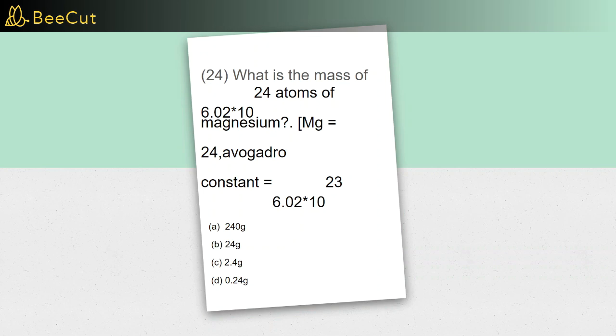Now, what do we do? You cross multiply to look for x. X will now be 24 multiplied by 6.02 times 10 raised to power 24 divided by 6.02 times 10 raised to power 23 grams. The answer will give us 240 grams. That shows the mass of magnesium will be 240 grams, which is option A.